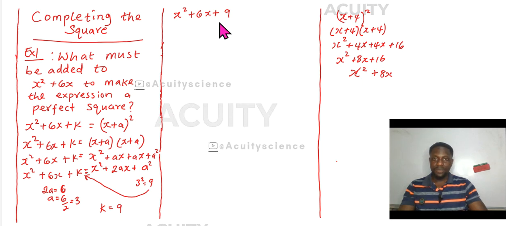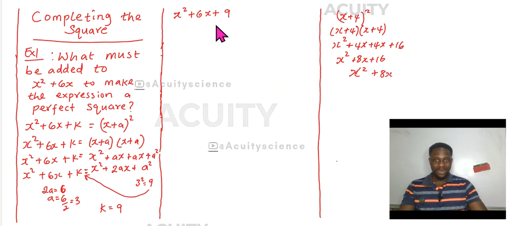Now, what is the shortcut? If I had divided this 6 by 2 and raised the answer to power 2, divide by 2 and square the result. 6 divided by 2 is 3. 3 raised to power 2 is 9. That would have just been a shortcut. Okay, and I got this perfect square.